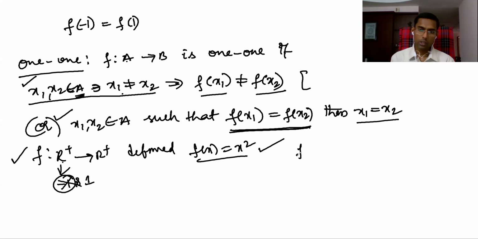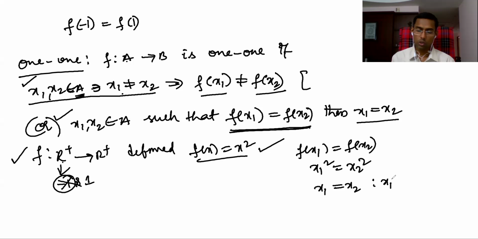Here, see, f of x1 equal to f of x2. Yes. So then what will happen? x1 square equal to x2 square. Then x1 equal to x2 only you should write. You cannot write x1 equal to minus x2, this is wrong. Why can't you write? Because there is no negative number, na?